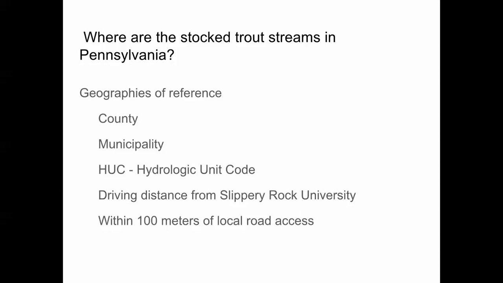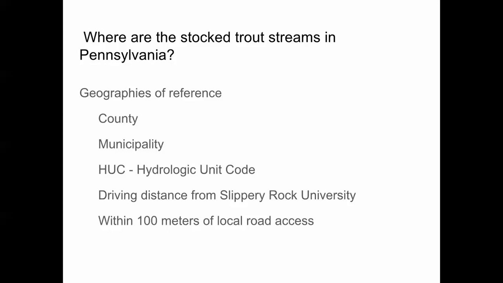Now we could also think about geographies in terms of distances from. And we're going to be looking at those stocked streams that are within a 15-minute drive time from Slippery Rock University. And we're going to be looking at drive time polygons. We're also going to be creating a buffer from the local roads within these two counties that is a 100-meter buffer. That is the area that is within 100 meters of a local road. And we can conceive of that as those trout streams that are within a reasonable walking distance of a local road that you might be able to park on. So that's our idea here.